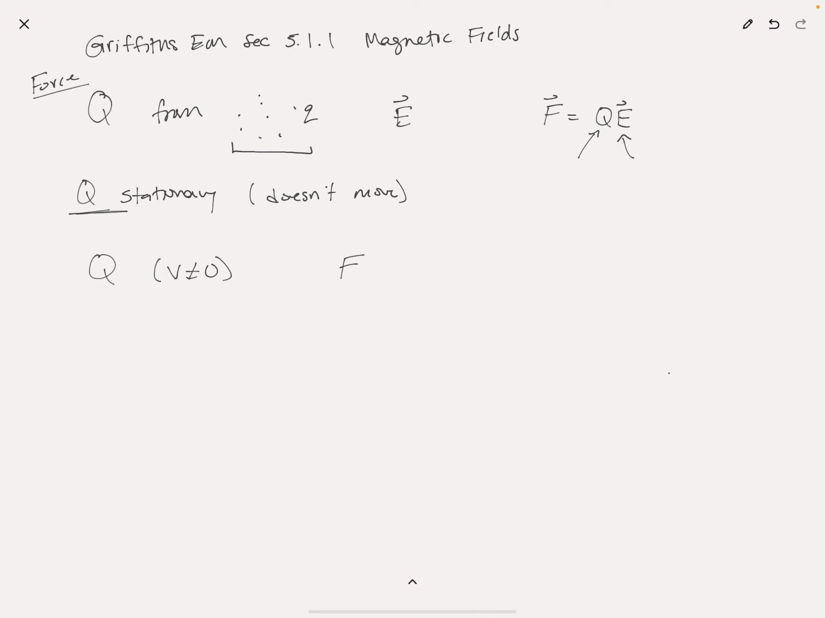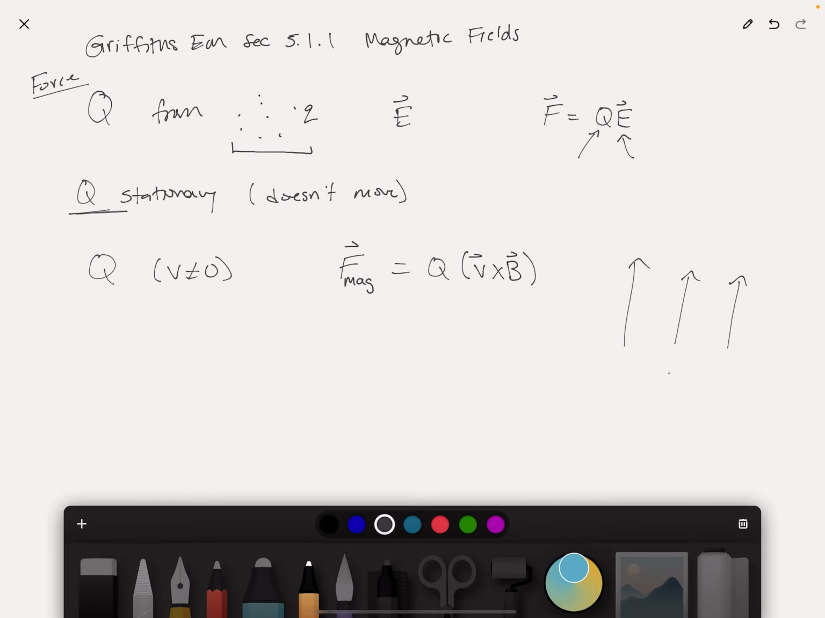The force that this charge, if it's moving, is going to feel is equal to the test charge times the cross product of its velocity and the magnetic field that it sits in. So I have some field, just drawing it arbitrary. I have my test charge that lives in that field and is moving around with some velocity. And if it's moving in a magnetic field, it will feel a magnetic force.